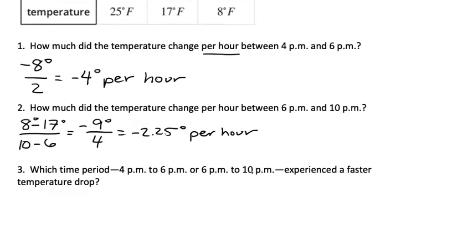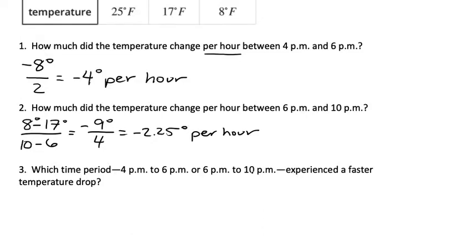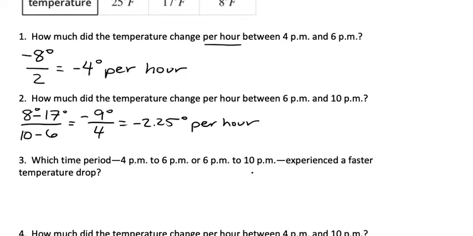Which time period, 4 p.m. to 6 p.m. or 6 p.m. to 10 p.m., experienced a faster temperature drop? So the faster temperature drop was happening between 4 and 6 because that decreased by more degrees per hour than between 6 and 10. Even though the overall temperature change of decreasing 8 degrees was less than the overall temperature change between 6 and 10, because this was more time than 4 to 6, the temperature change was faster between 4 and 6 because it had a larger drop per hour.